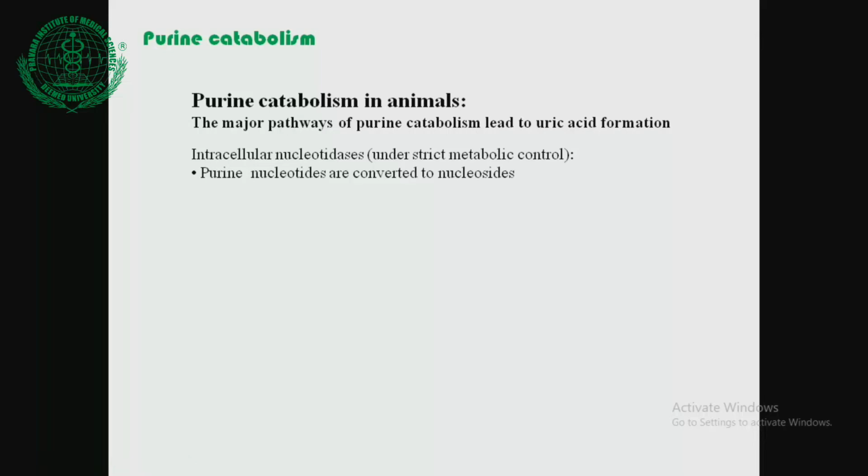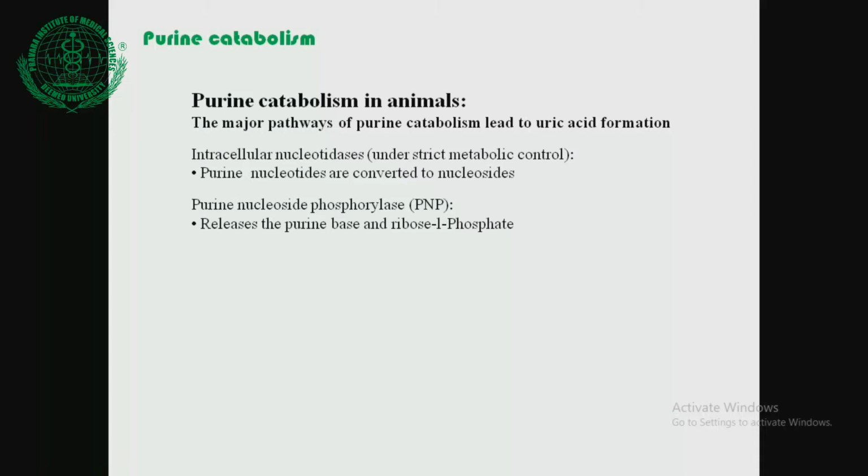Intracellular nucleotidases act on purine nucleotides and convert them into nucleosides. They are put under strict metabolic control so as to ensure that the various purine nucleotides are not depleted to below a critical or threshold level. So these nucleotides are kept under strict metabolic control and they are degraded.